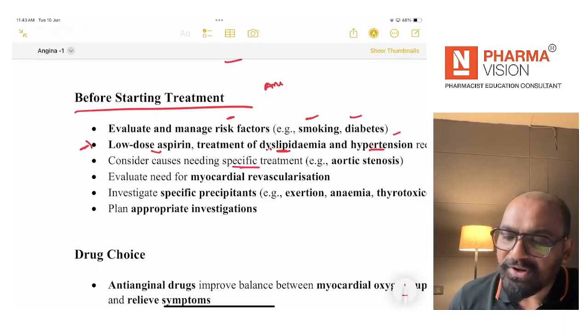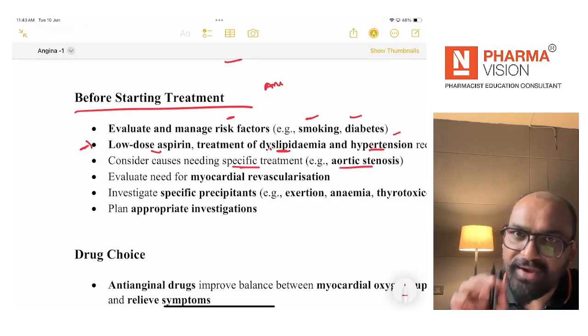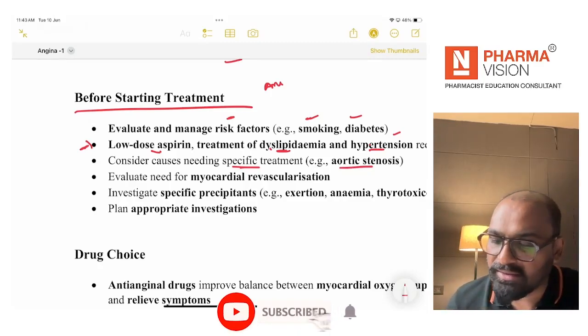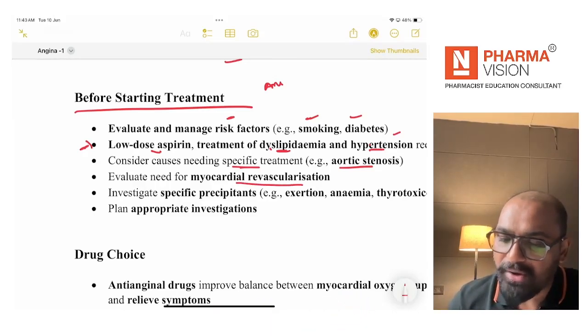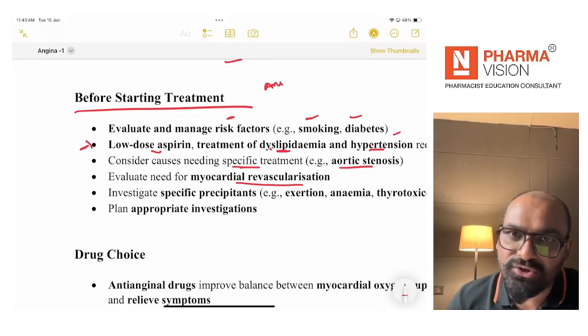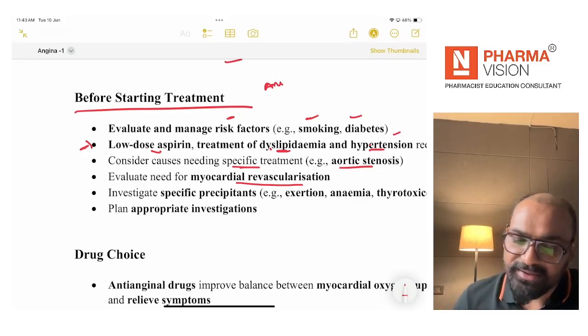Consider the specific treatment. If the patient is suffering from stenosis or blockage, in that situation also we have to give special treatment for that. And if needed, we have to do myocardial revascularization. That's called the bypass surgery or something like that.